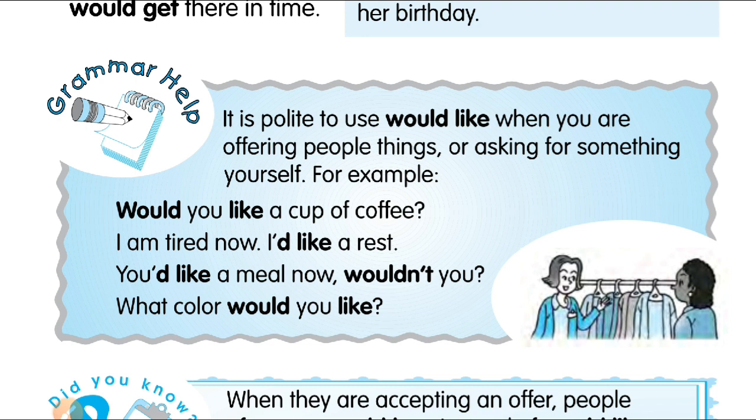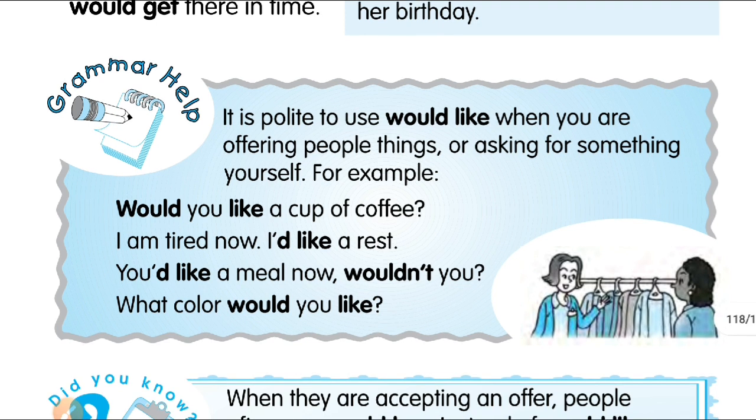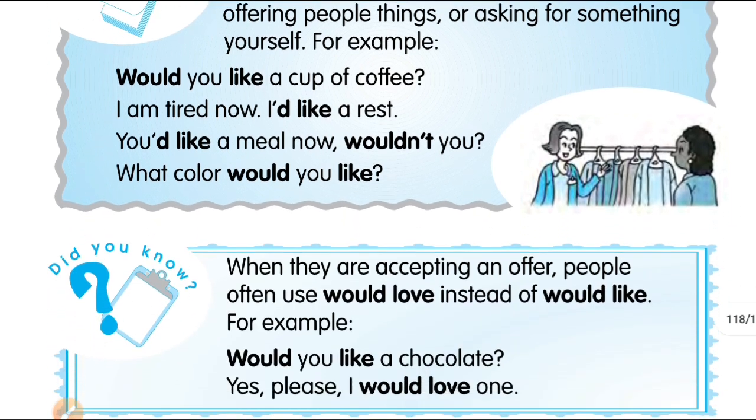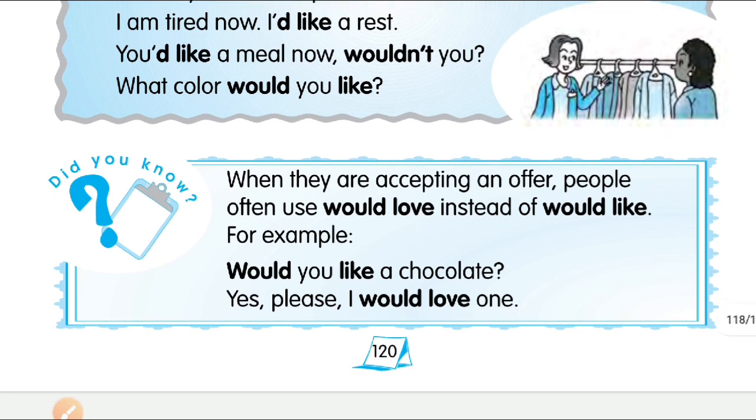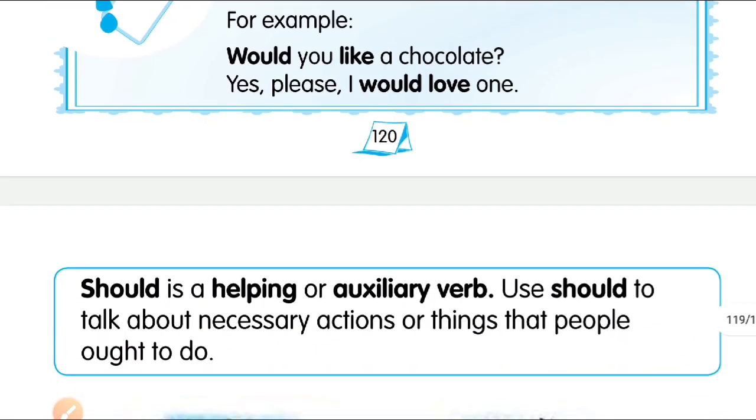I'm tired now. I would like a rest. You'd like a meal now, wouldn't you? What color would you like? Means you can ask in offering. If you are offering something or if you are asking for something yourself, you can use would or would not. When they are accepting an offer, people often use would love instead of would like. Would you like a chocolate? Yes, please. I would love one. Means people also can reply to this sentence using would.